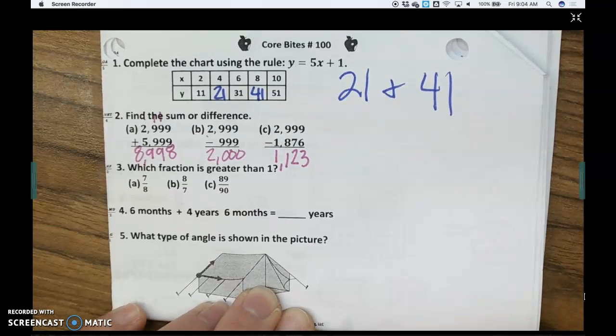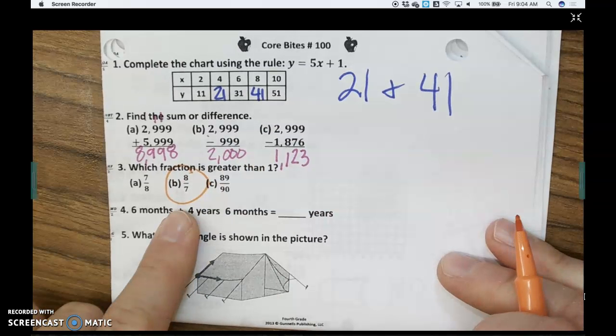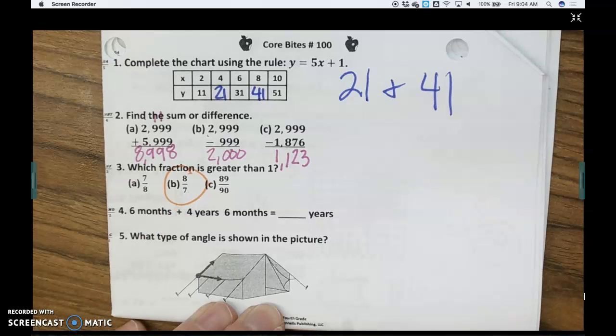So your answer would be 8/7 because like we're learning, it is an improper fraction. It has a larger numerator than a denominator, so that's how you get that one.